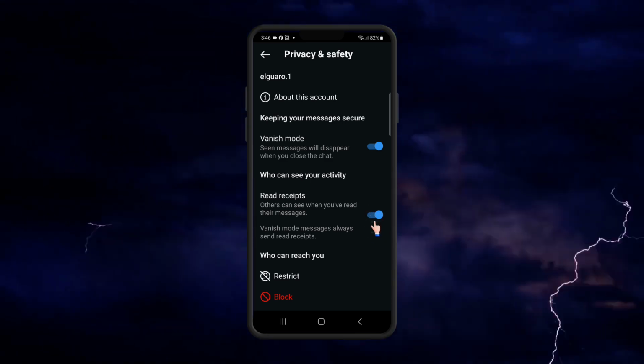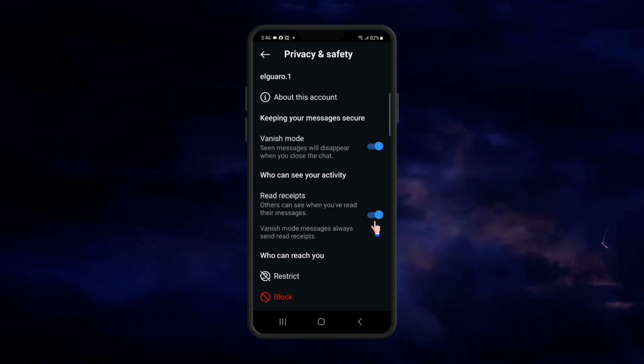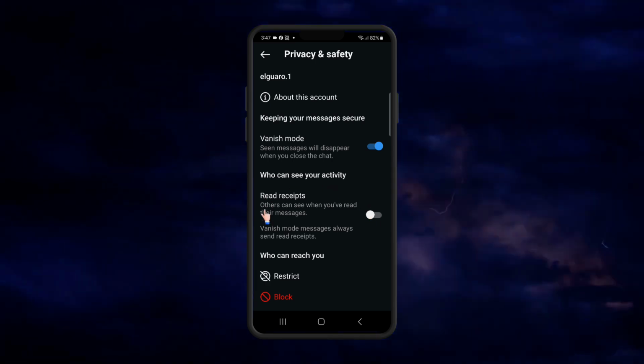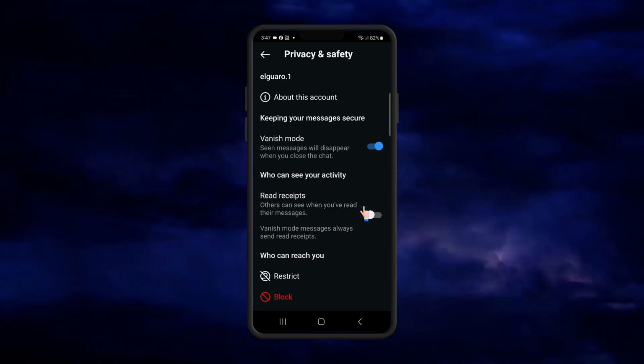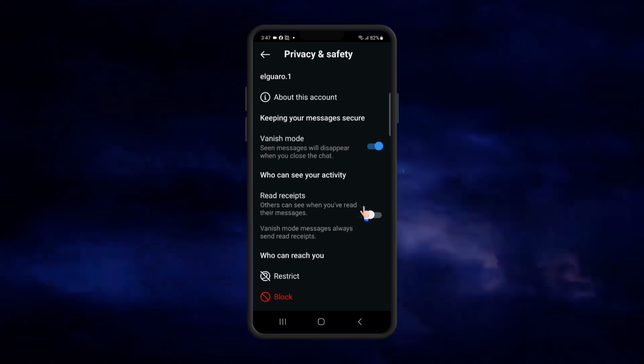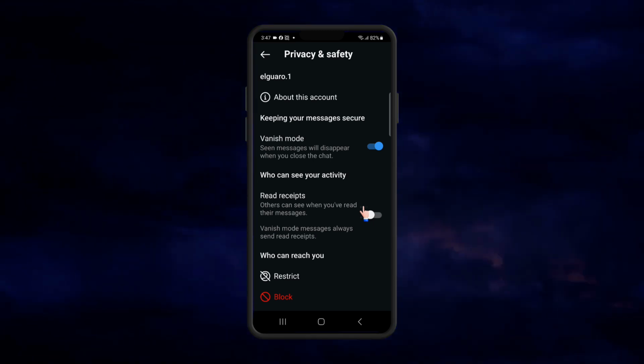blue. Here, blue means read my message. Gray means don't read my message. Read receipts. This is all. It's very quick and easy. The person cannot see if you read or did not read the message.